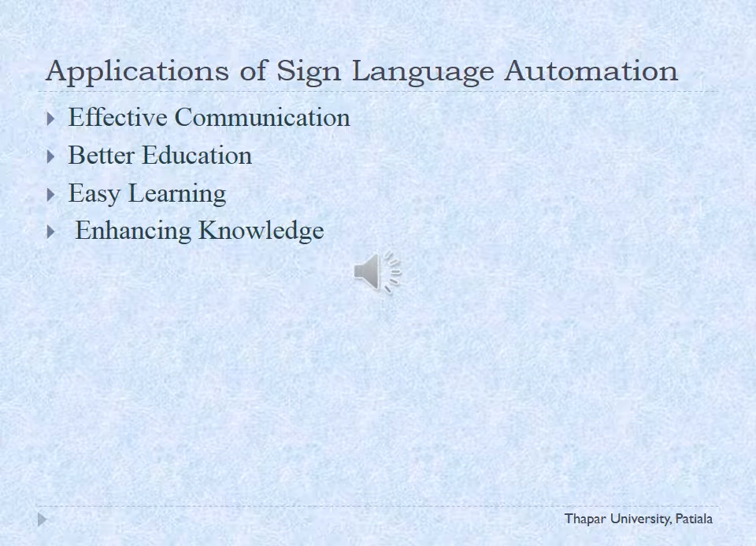So what is the application of sign language automation? The main application of sign language automation is effective communication. Deaf and hearing impaired people can use sign language automation to convey their messages to normal people or to deaf or hearing impaired people. It plays an important role in better education as the teacher can convey the message easily to the students and students can convey their message easily to their teachers.